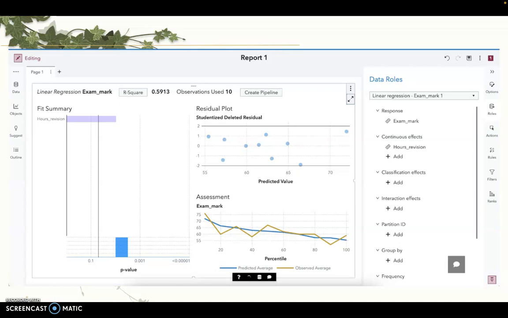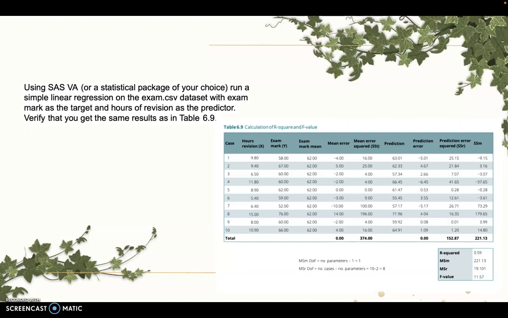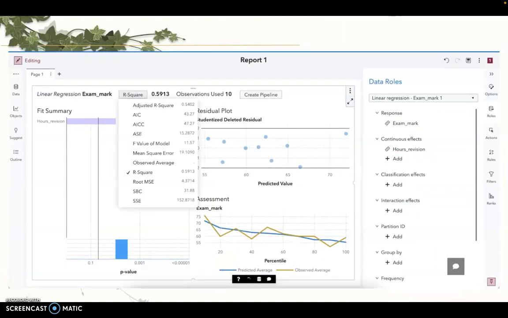So we ran this analysis and we can see that our R squared value is the same rounded, and we have our numbers here that are the same. So we see that we have done it correctly.